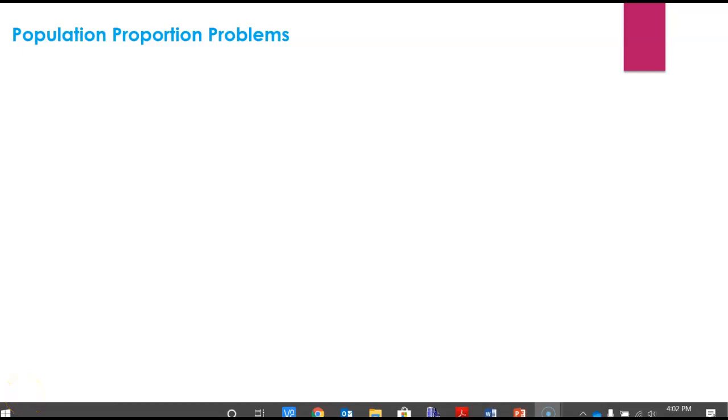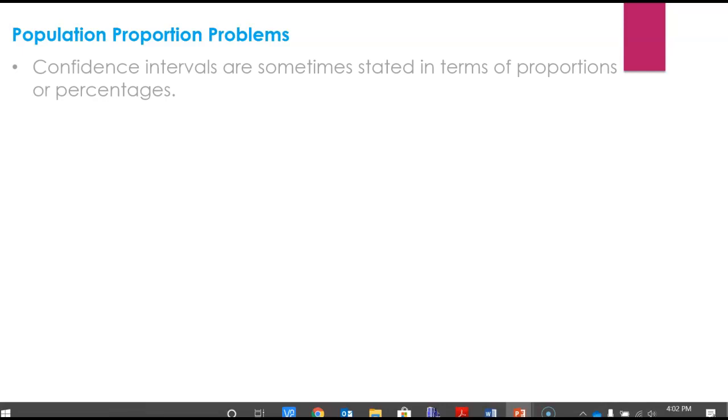This is Statistics Week 8, Part 7, Population Proportion Problems. Confidence intervals are sometimes stated in terms of proportions or percentages.